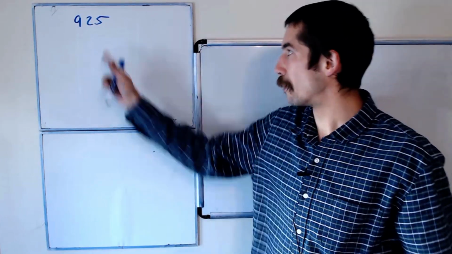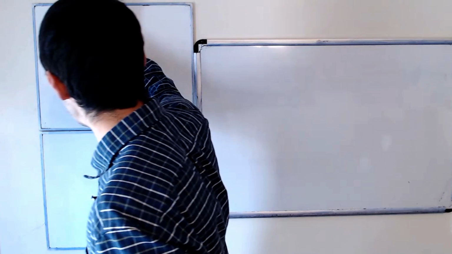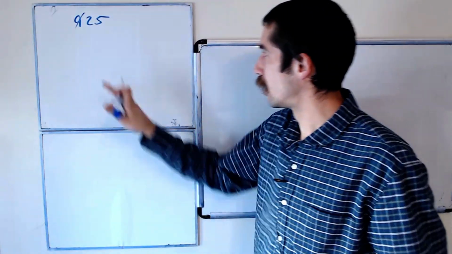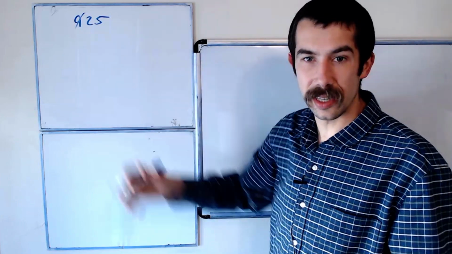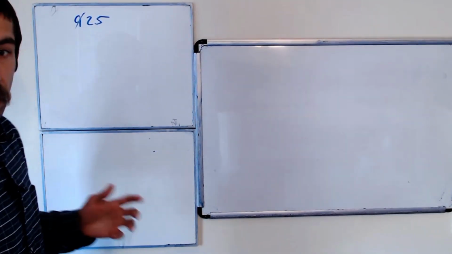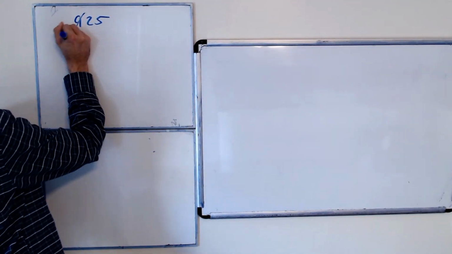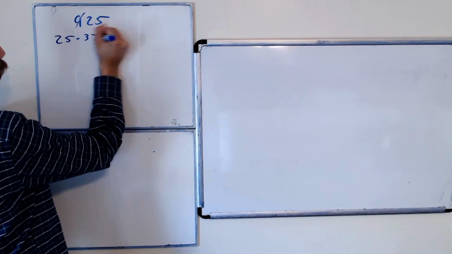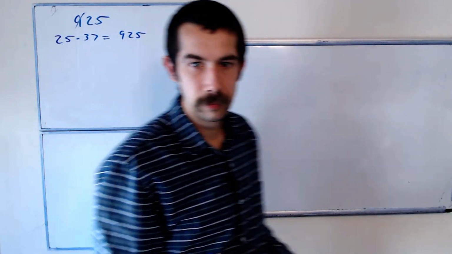Do you know why I love the number 925? Well, it's because if you remove the leading 9, the result, which is 25, still divides the original number. And it divides it by a factor of 37. Right? 25 times 37 is equal to the number we started with, 925.